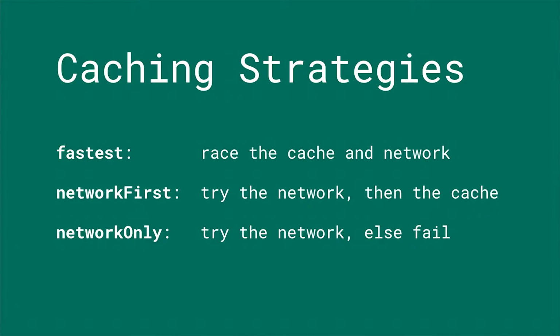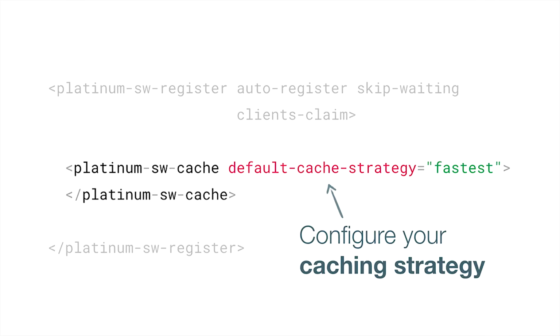So for my app, I'm going to opt for the fastest approach because I think it's OK if the user's getting slightly stale content, so long as they're getting something and they're getting it really fast. And I can use the default cache strategy to just configure my cache to use that.